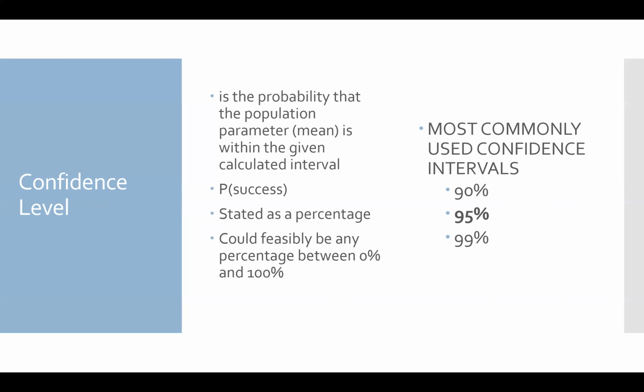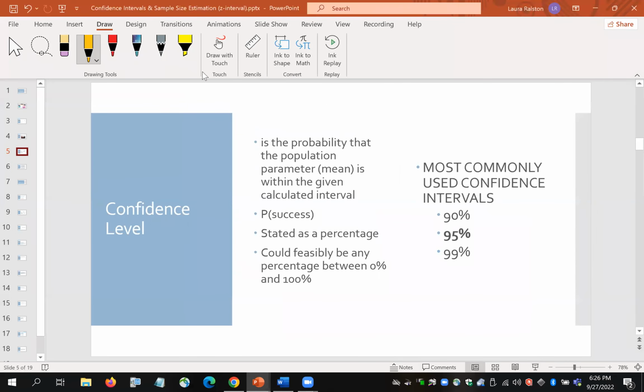And feasibly, the confidence level could be anywhere from 0% to 100%, because we learned a couple of lessons ago that all probabilities are between 0 and 1. Probability of 0 means the event is impossible. No way, no how is it going to happen. And 1 implies that it is certain, without a doubt, it is going to happen.